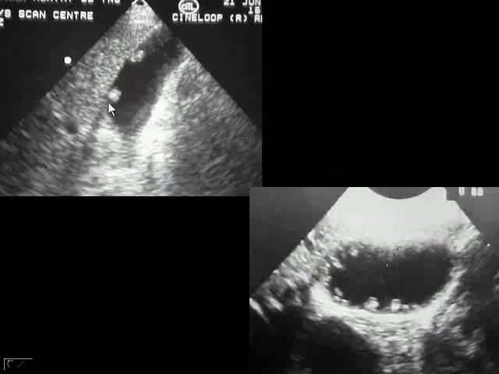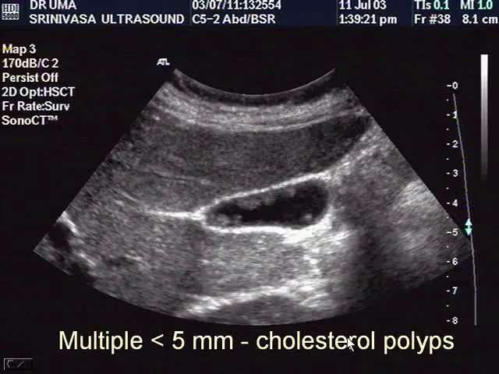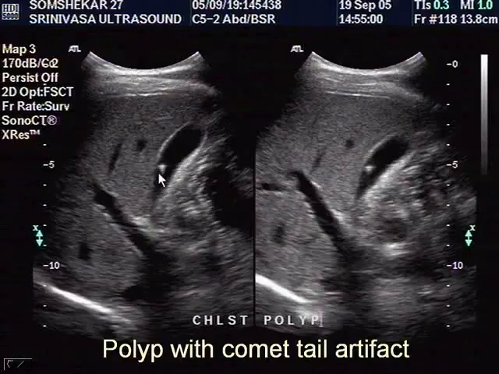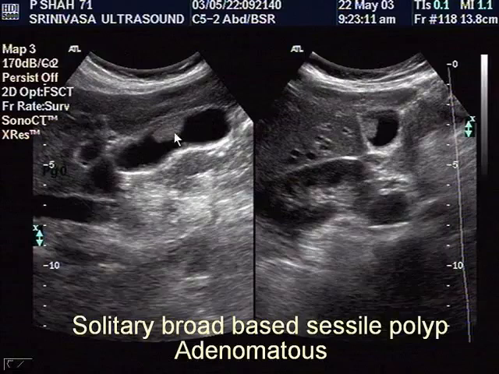Now these are small polypi sticking to the non-dependent wall, multiple polypi over there. You can do a 3D surface rendering, showing all those little polypi sitting in the gallbladder. Some of the polypi can give rise to a typical comet-tailed artifact, which tells us that they are possibly cholesterol polyps. This was the other polyp we saw in the 71-year-old. It's a broad-based, sessile polyp, so I'm worried about it being an adenomatous polyp.